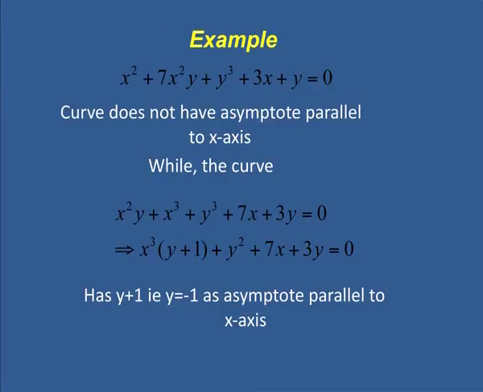This curve does not have any asymptote parallel to the x axis, while the curve x square y plus x cube plus y cube plus 7x plus 3y is equal to 0 can be written as x cube plus (y plus 1) x square plus y cube plus 7x plus 3y is equal to 0. It has y plus 1 as the coefficient of the highest power term of x. Therefore, we have an asymptote y is equal to minus 1 which is parallel to the x axis.